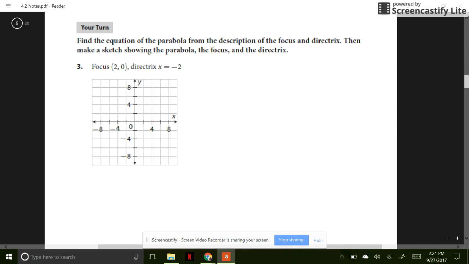So let's try a couple more. So our focus is at 2, 0. Directrix is at x equals -2, so that's going to put it there. So what I can tell from that, I know it's going to open to the right. I also know that my vertex is 0, 0.